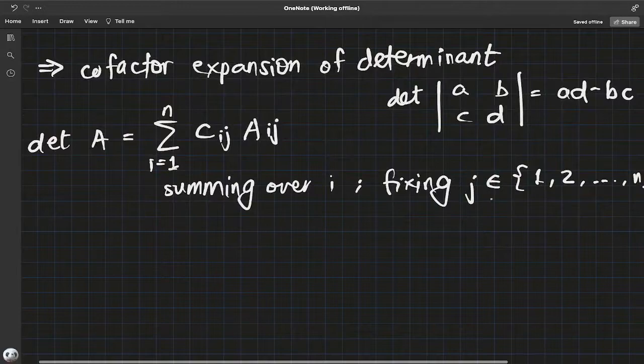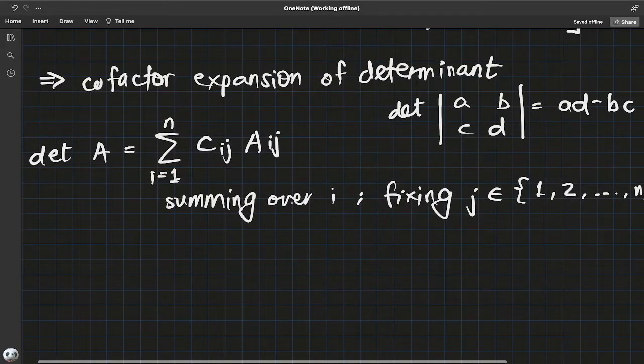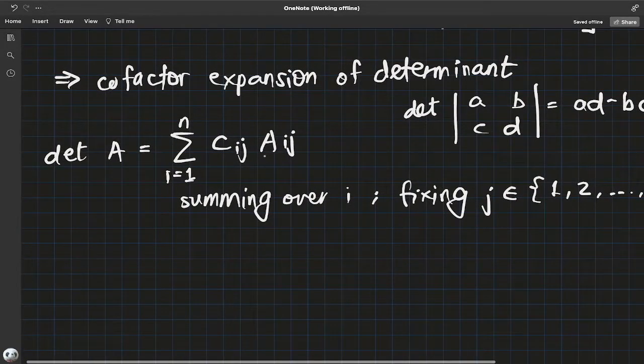So if you fix j and sum over i, where j is your column number, this is called the column expansion. Whatever you fix, you're expanding about that. So this is the column expansion.